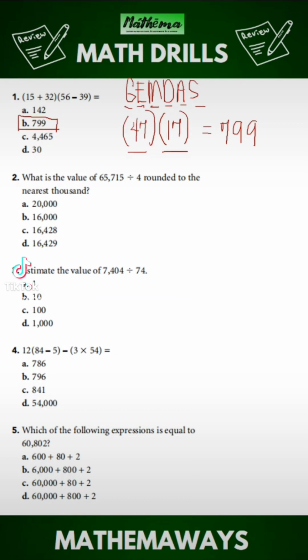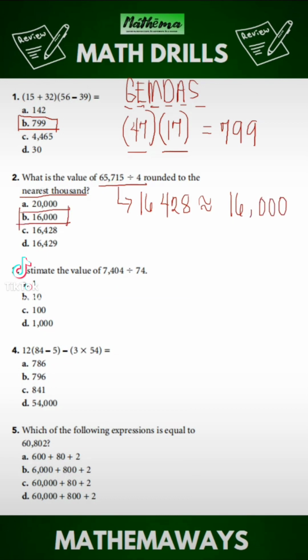Next, number 2. What is the value of 65,715 divided by 4 rounded to the nearest thousand? So dividing 65,715 by 4, that is equal to 16,428. But since they were asking for the nearest thousand, that is 16,000.